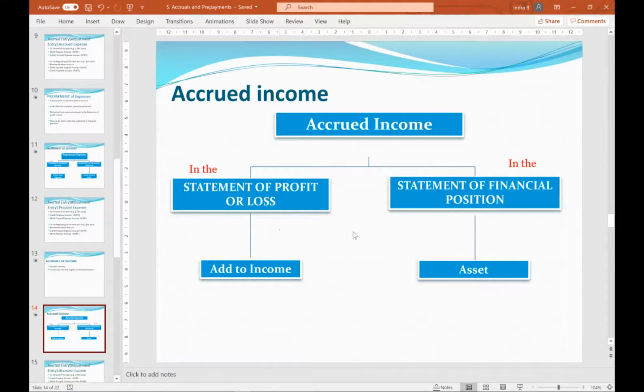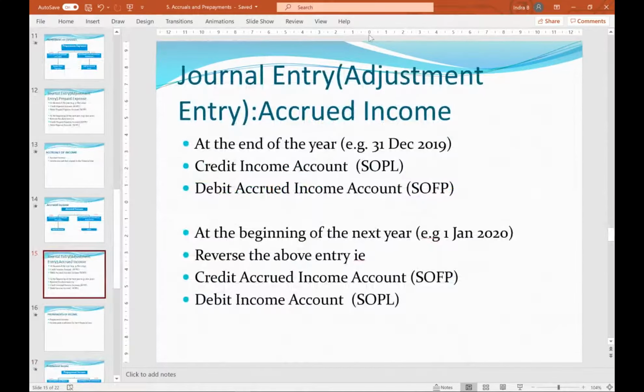So in the table format, accrued income will be added to the income, like interest income that was receivable but we didn't receive. So we will add it in our profit or loss account for this financial year. And also in the financial position, we'll show this as an asset. So this we just have to understand. If you have understanding, then you will not be confused. So: journal entry for adjustment of accrued income.